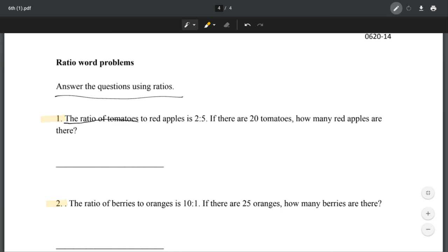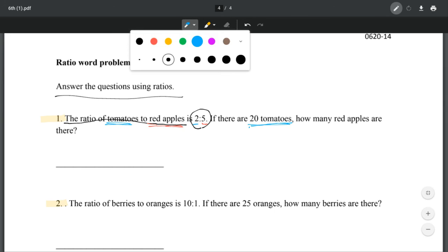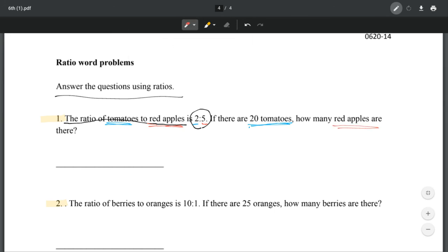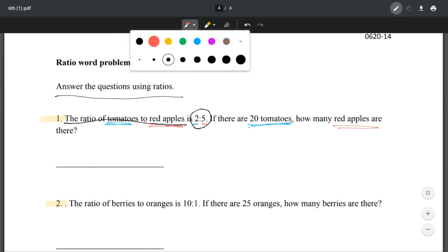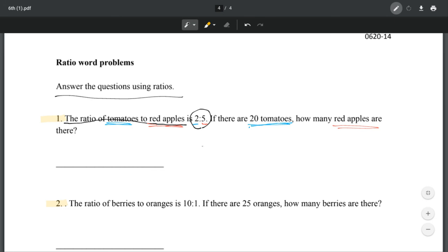The ratio of tomatoes to red apples is 2 to 5. And so what does that mean? That means if you have 2 tomatoes, then we have 5 red apples. Okay? And so if we have 20 tomatoes, then how many red apples do we have? Okay? So again, we're going to set up a proportion. So if there are 2 tomatoes for 5 apples, how many apples are there for 20 tomatoes?